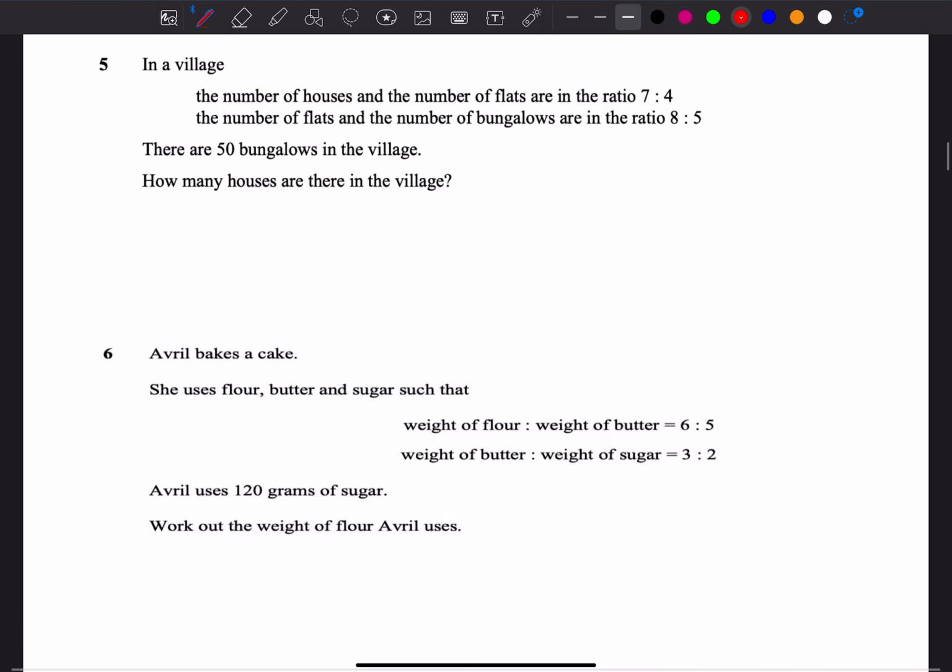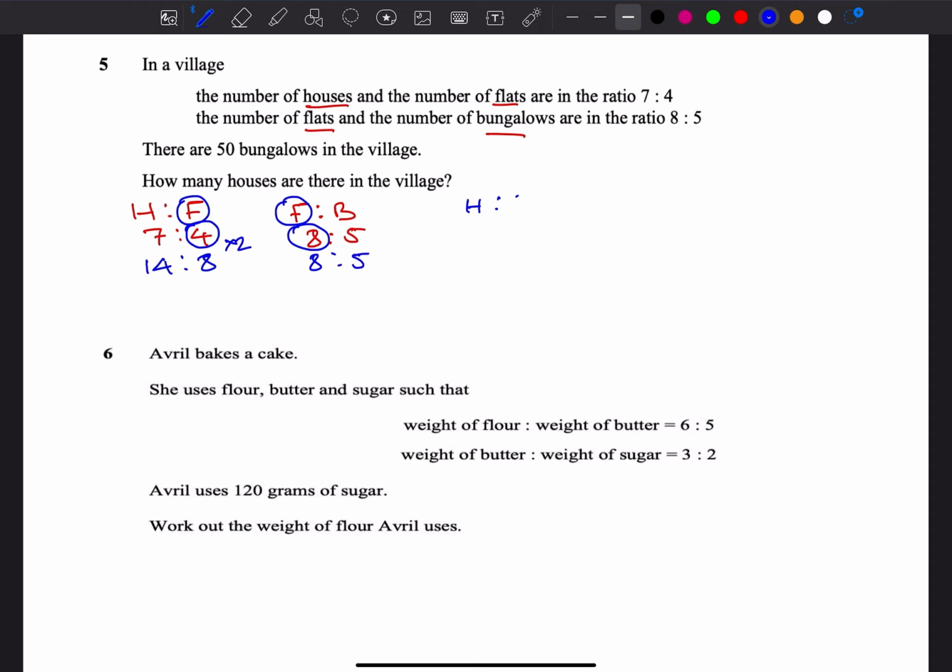Right, we've got ratios now to deal with. Number of houses to flats, H is to F, 7 is to 4. And what's the other one? Flats is to bungalows, 8 is to 5. You're looking at your common letter, flats. They must be the same number, but they are saying 4 and 8. So times it by 2, so the 4 will make it 8. That gives 14 to 8. Then this is 8 and it's fine, keep the same.